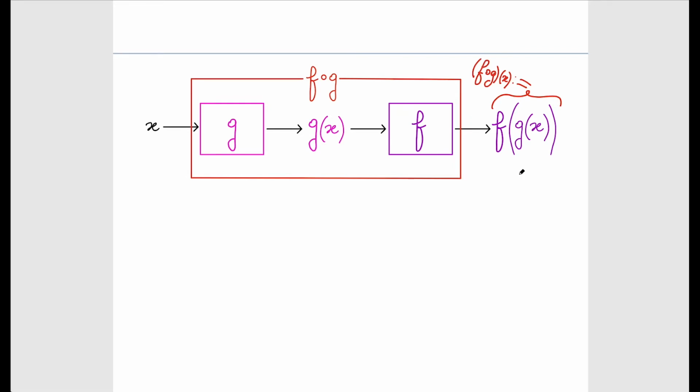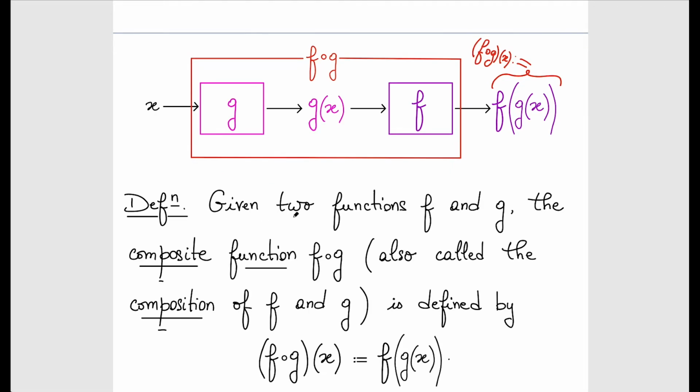Okay? Alright, so the formal definition reads as follows. Given two functions f and g, so we're given those functions, the composite function f circle g, which is also called the composition of f and g, is defined by the following. This function, f composed with g, acting at x, is equal to, by definition, the output of this process. So f acting at the input g of x.